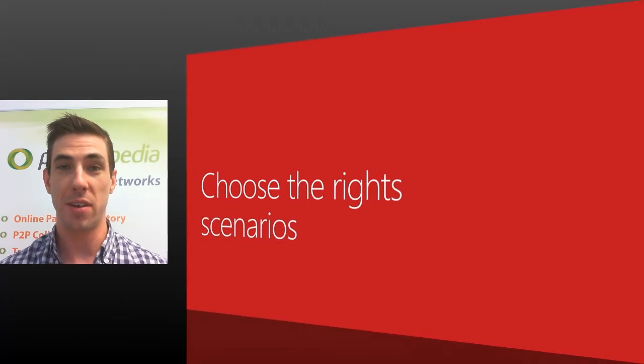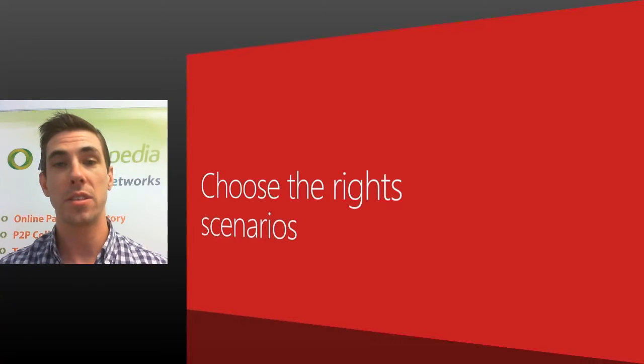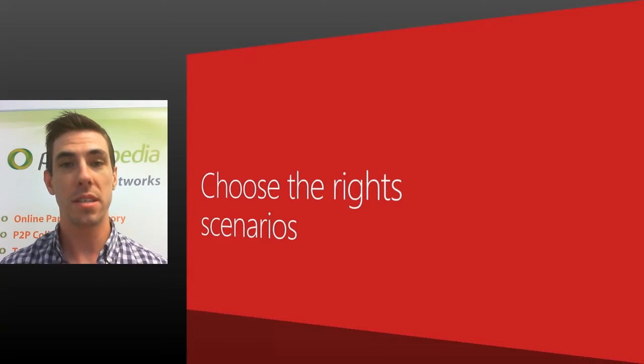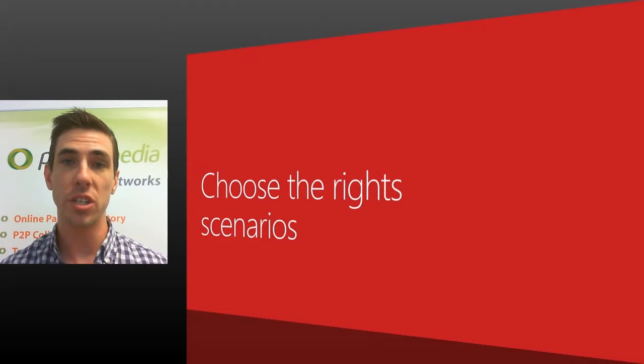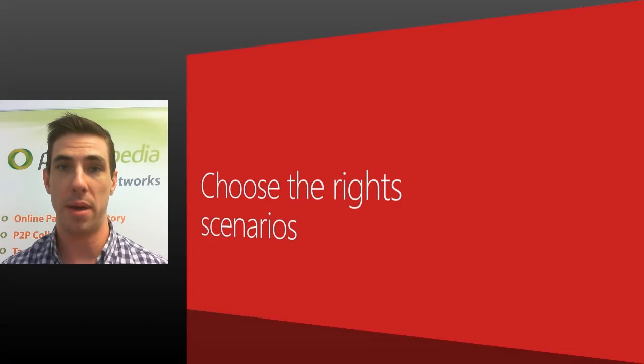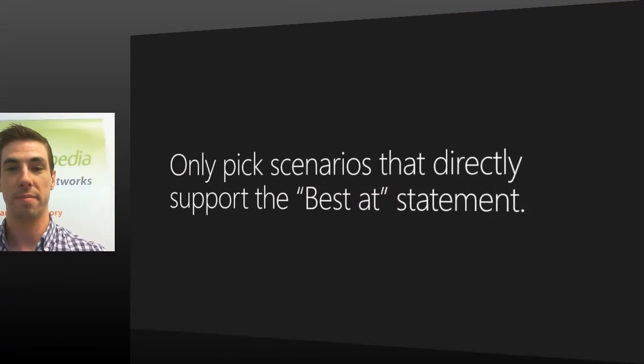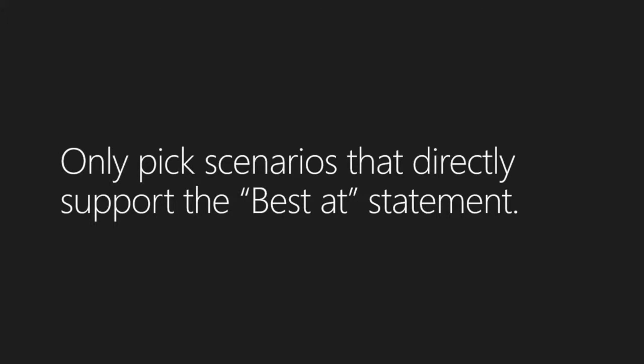So now that we've created our best at statement, the next step in the process is to begin to identify scenarios that support your best at statement. These scenarios are going to be slightly higher level directions that your app is going to take to achieve that best at statement. So let's start to look at some of the fundamentals of those. First off, only pick scenarios that directly support your best at statement. The key here is to not add scenarios for items that you think might be of interest or of value to anything other than that best at statement.